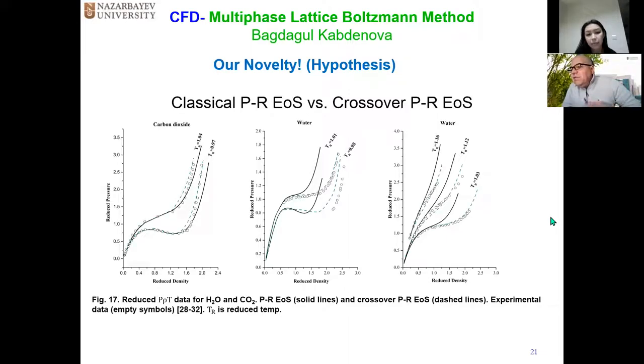Then she put her hypothesis in place and formulated the equation of state. As you notice, her proposal is the crossover formulation, and it is presented in the dashed lines. The points are the experiments, and the dark line is the previous model. You see how the blue dashed line, which is Baghdad-Gul's model, starts improving the prediction of the dot points in the experimental work.